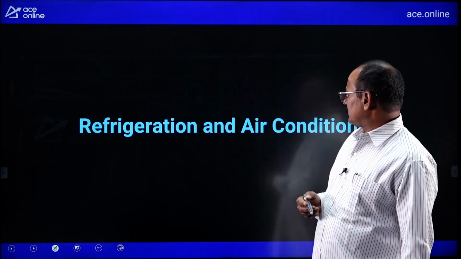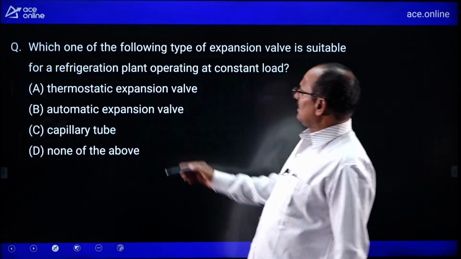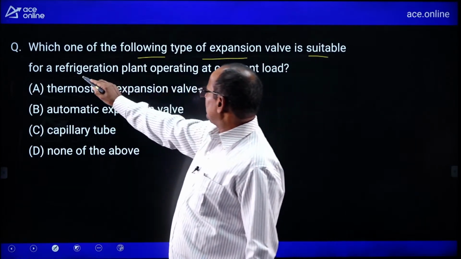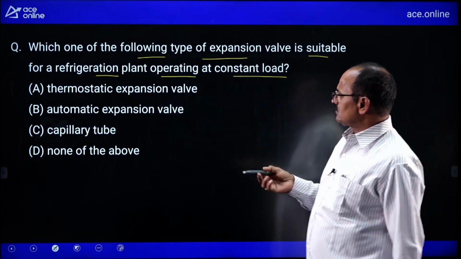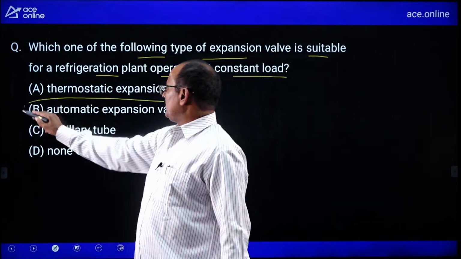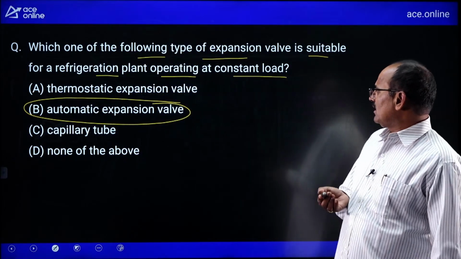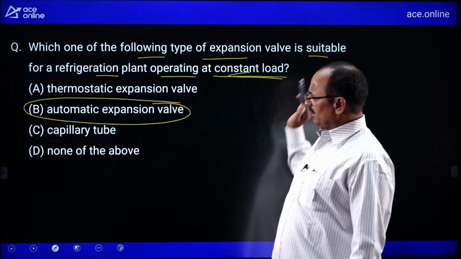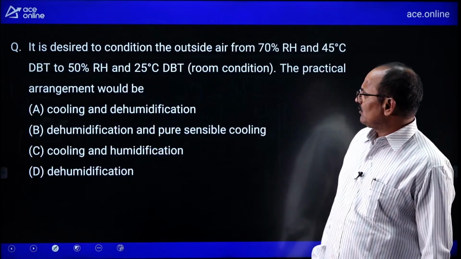Similarly, let us take the R&D questions, refrigeration and air conditioning. Look at the first one. Which one of the following types of expansion valve is suitable for a refrigeration plant operating at constant load? For constant load, generally we prefer the automatic expansion valve. Automatic expansion valve is preferable for large refrigeration and air conditioning systems where constant load is to be maintained. Option B is absolutely correct.